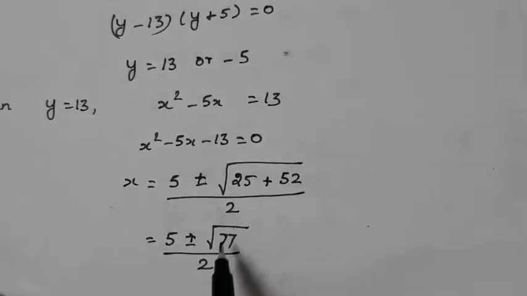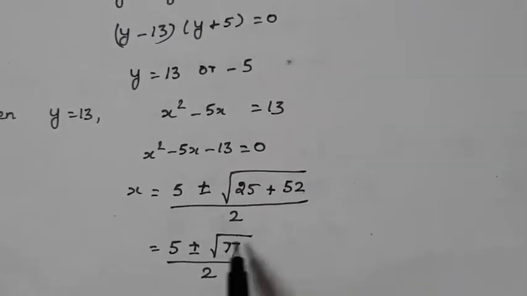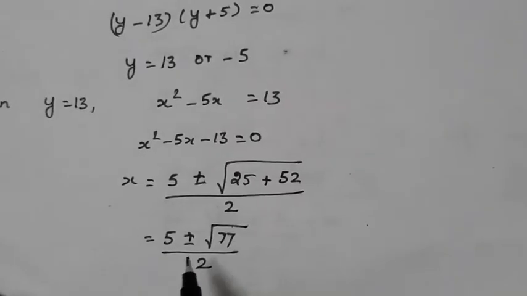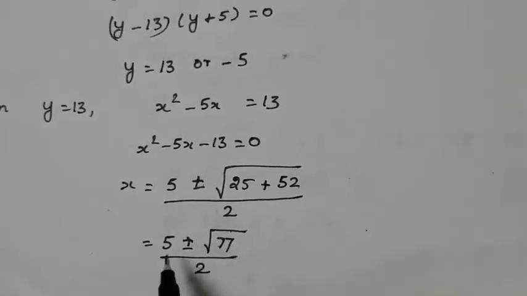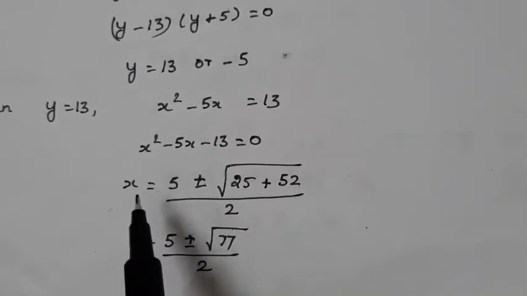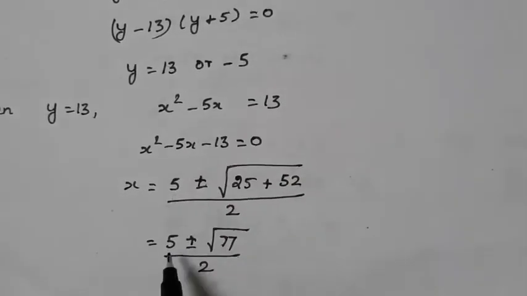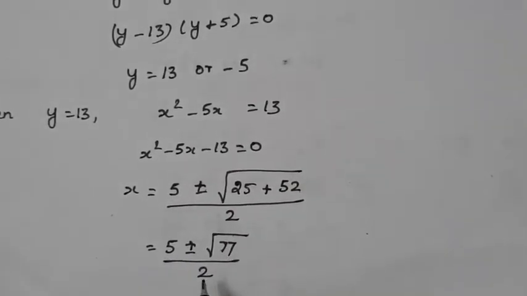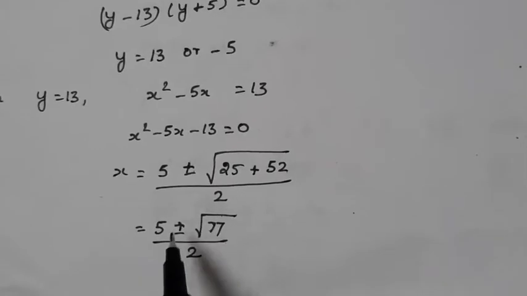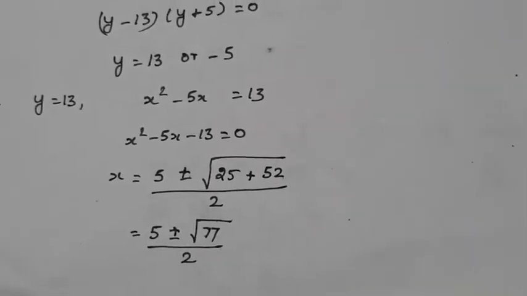So root 77, we cannot simplify, even if you split this as 7 into 11, both are prime numbers, so let it be. So what are the two values for x from this quadratic equation? 5 plus or minus root 77 by 2. Now look at the nature of the roots. These are irrational roots. Okay.